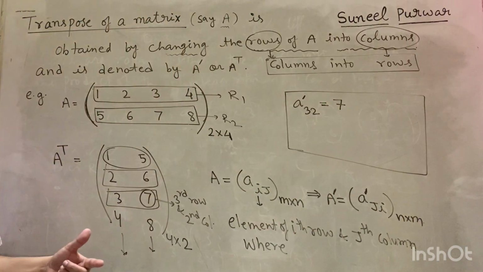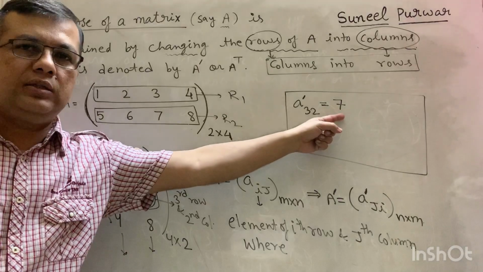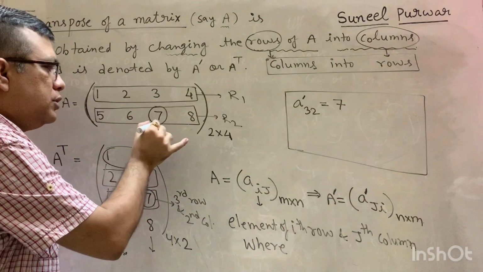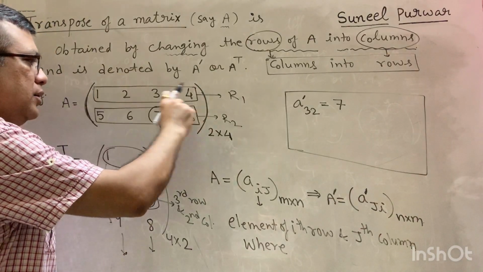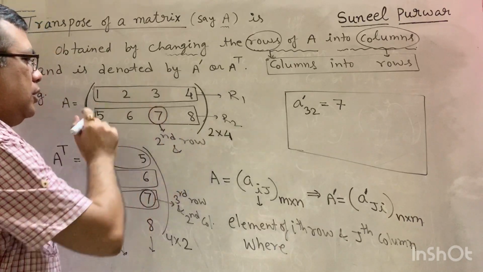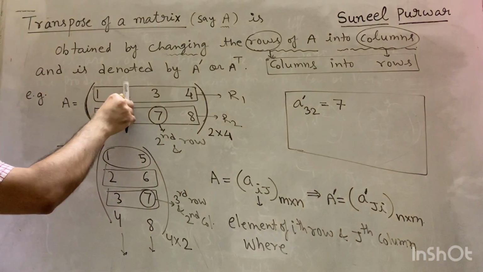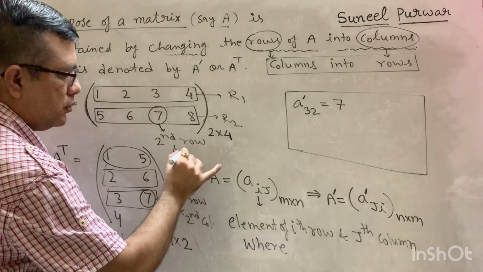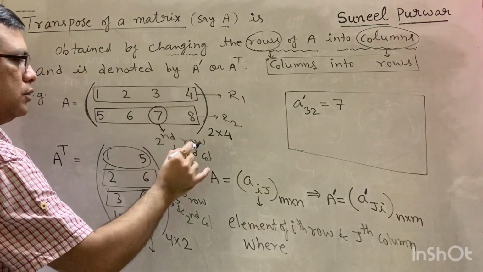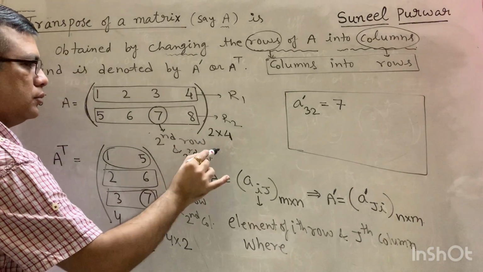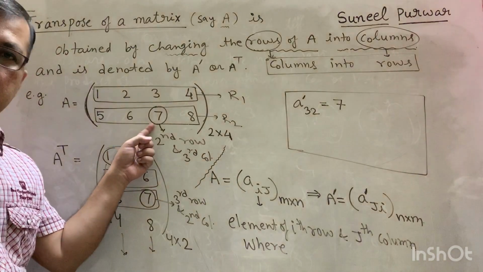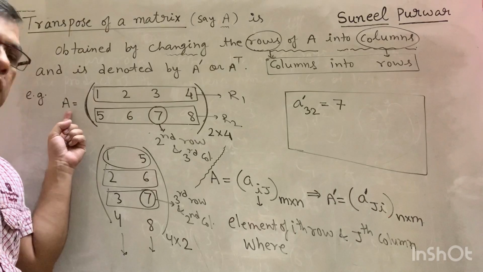And you see, where is this number 7 in the original matrix? Here it is, 7. Now you see what is its position? This 7 here is in the second row and third column. This is your first column, second column, and then third column. So this 7 in matrix A will be called as what?